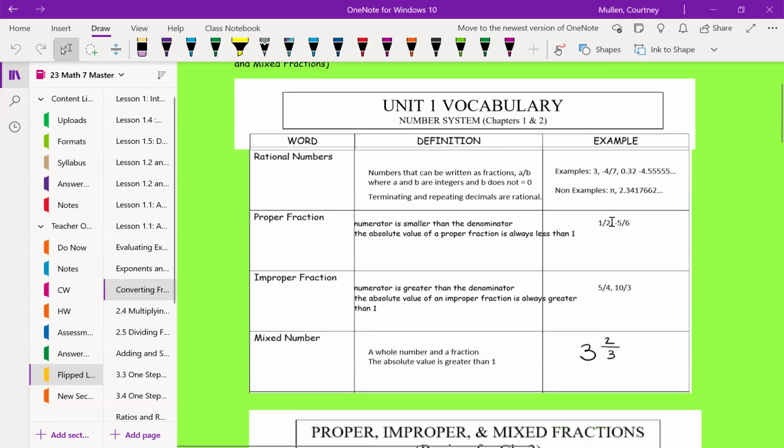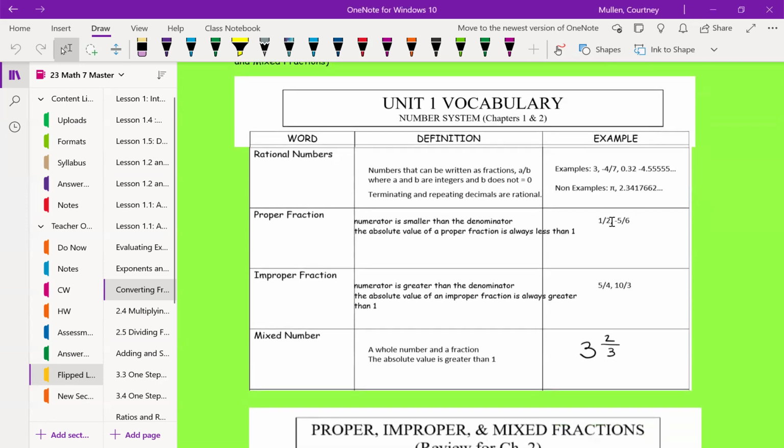Rational numbers: a number that can be written as a fraction, a divided by b, where a and b are integers and b does not equal 0. Remember, if b, the denominator, is 0, the quotient is undefined. Terminating and repeating decimals are also rational numbers.